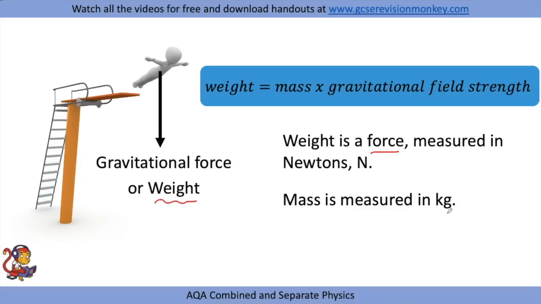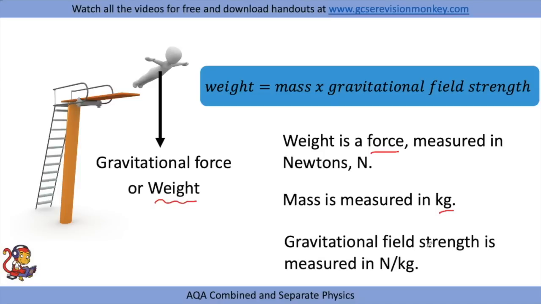Mass is measured in kilograms, so if you ever see it in grams, you would have to convert it to kilograms by dividing by 1,000. And gravitational field strength is measured in newtons per kilogram.